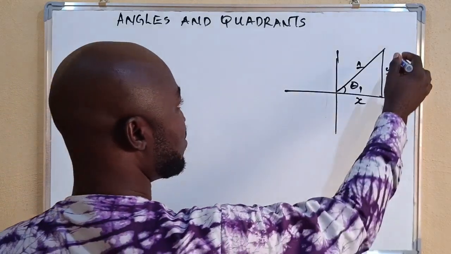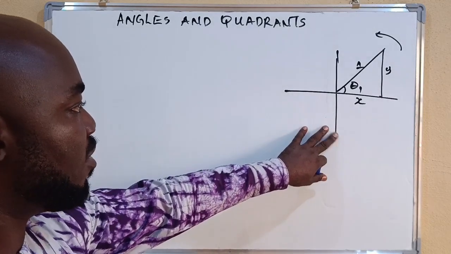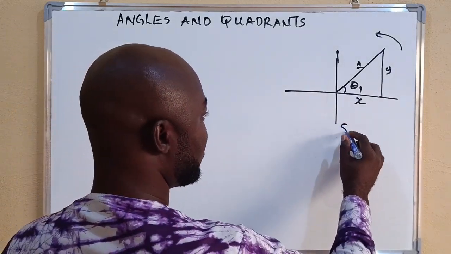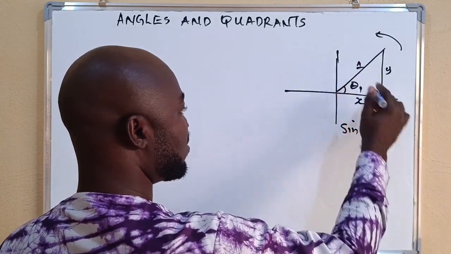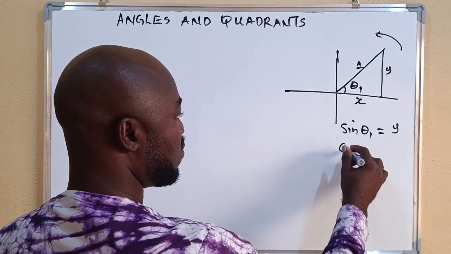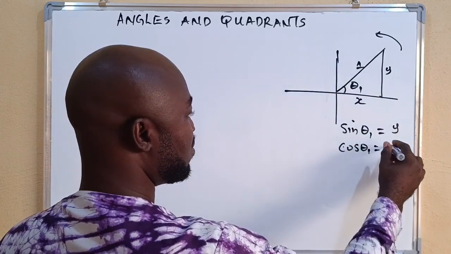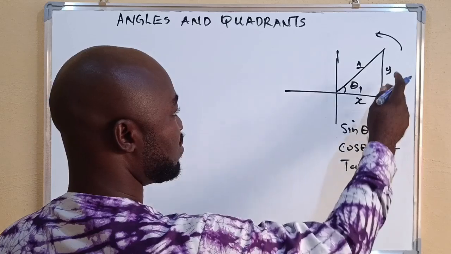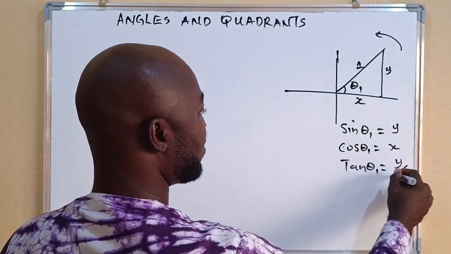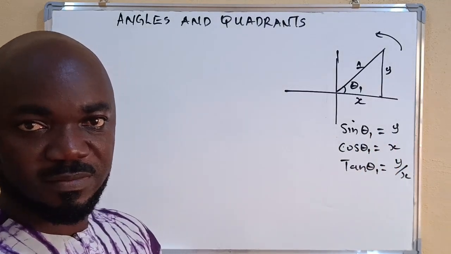Take note, the angle goes anti-clockwise to become positive. Sine theta 1 is opposite over hypotenuse, which is y. Cos theta 1 is adjacent over hypotenuse, which is x. And tan theta 1 is opposite over adjacent, which is y over x. If you look at each of these, the values of sine, cosine, and tangent are positive.